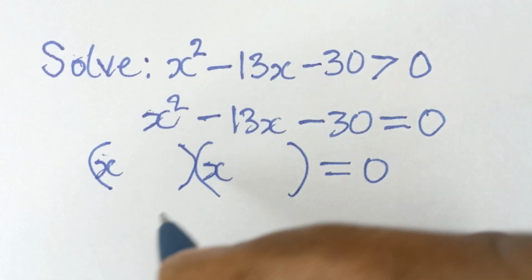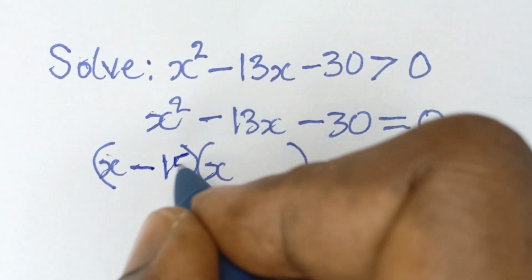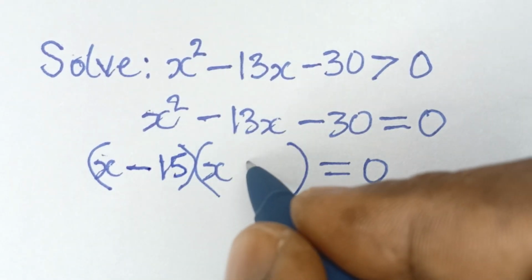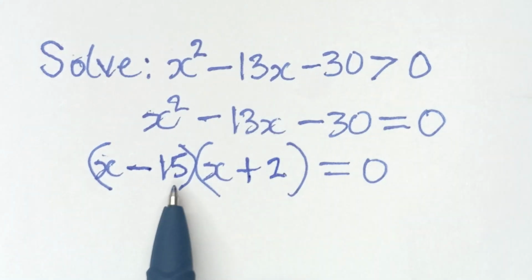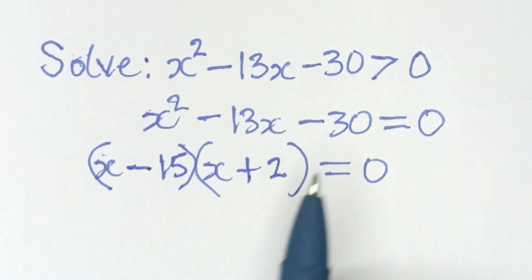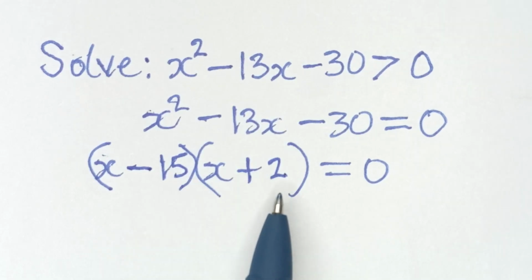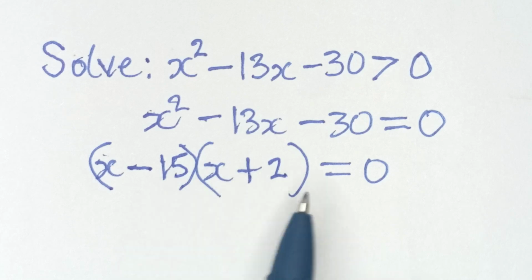Those two factors will be negative 15. Don't forget the higher number is supposed to take this sign here. Negative 15 and positive 2, because negative 15 multiplied by positive 2 will give you negative 30, and negative 15 added to positive 2 will give you negative 13. So now we have the factors.